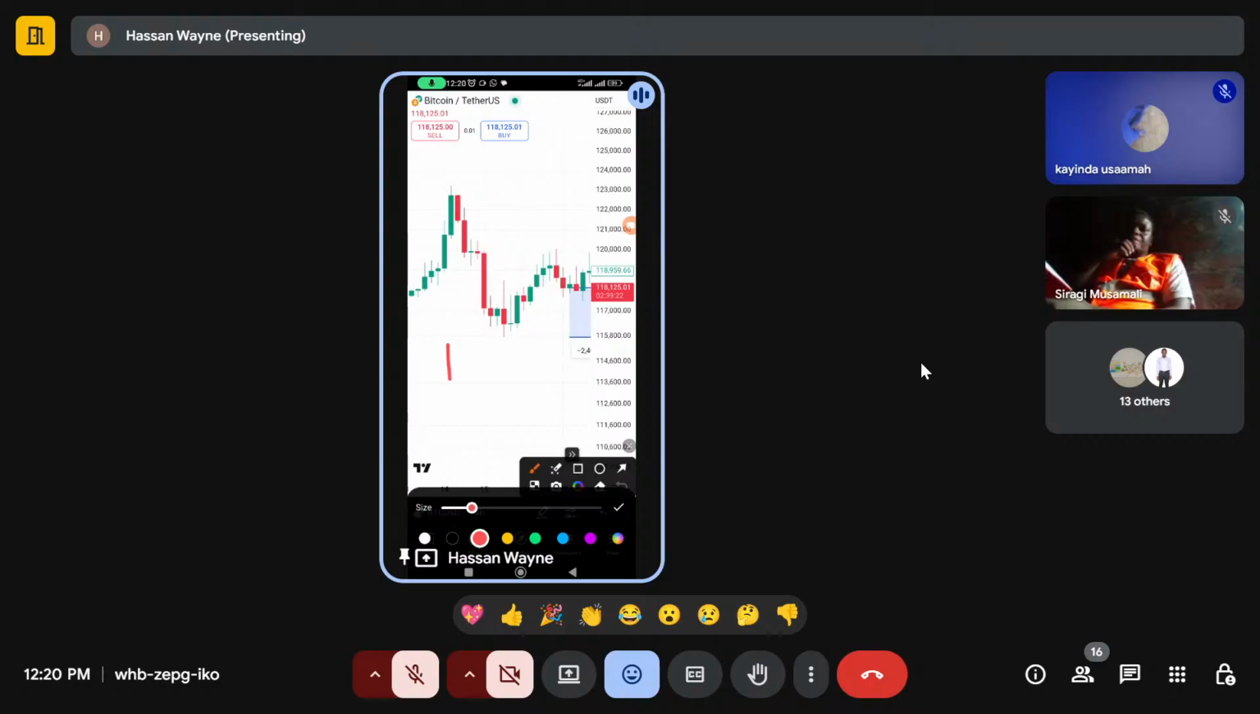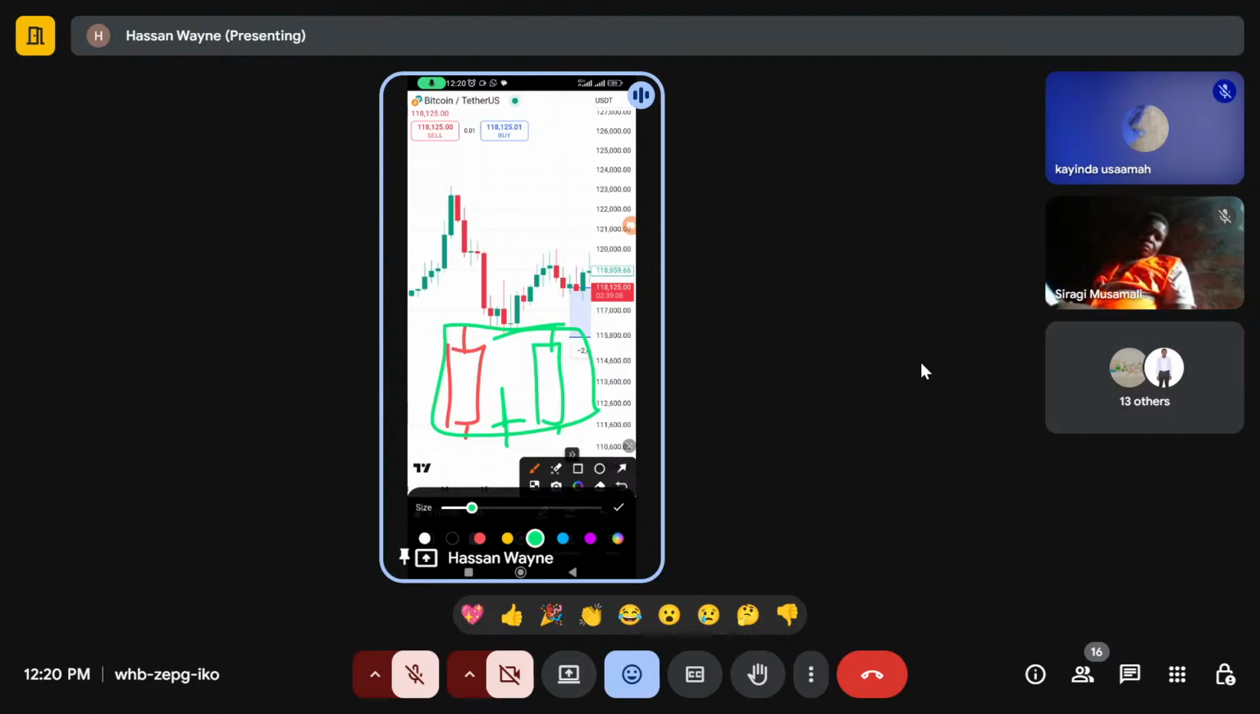So we got our bearish candle like this. So we got another small candle. Then after that, we got a bullish candle like this. So this is a morning star.